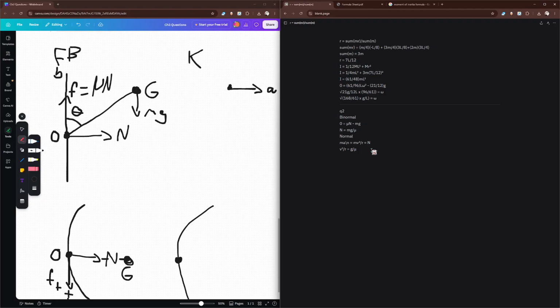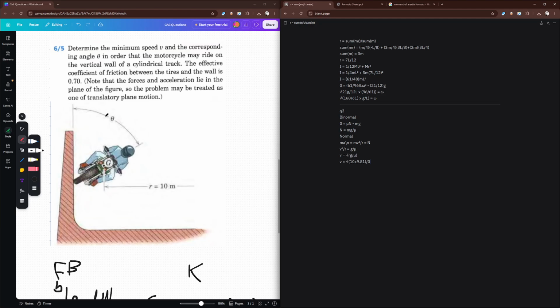And then we can rearrange for our velocity. So v is equal to the square root of R g over mu. I forgot a square root. And now we can plug in numbers. So v is equal to the square root of R, which is 10, times g, 9.81, over mu, which is 0.7, like so. Calculating this, we get a velocity of 11.8 meters per second, right? So we've gotten that.